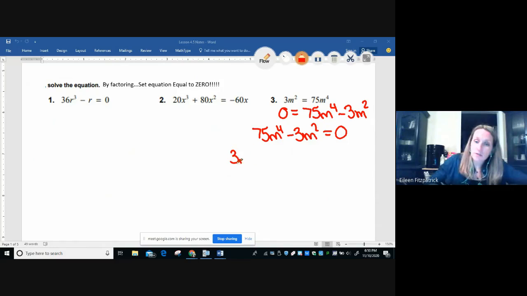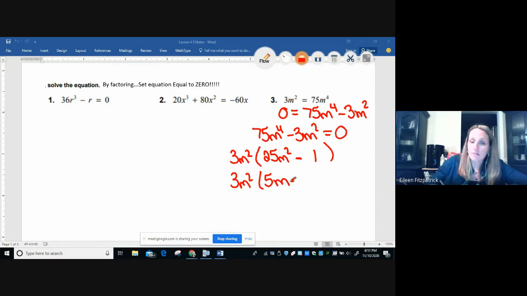You have a GCF of 3m squared. When you factor that out, you're left with 25m squared minus, and this is where I see mistakes occasionally, when you're pulling out the 3m squared, remember, you're really dividing by 3m squared. So 3m squared divided by 3m squared is a 1. Only 2 terms. The only way to factor a 2-term polynomial is if it is a difference of perfect squares, a difference of cubes, or a sum of cubes. This is a difference of perfect squares, so it's going to factor again. It's a 5m minus 1 and 5m plus 1.